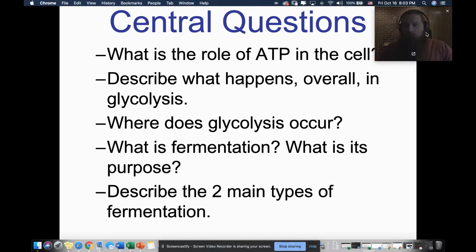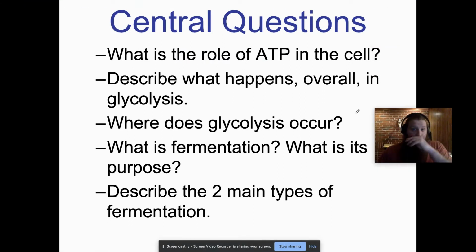So, some questions we want to make sure that we can answer. First, what is the job of ATP? What is ATP? What kind of molecule is it? How does it work? That's a very important thing we want to be able to explain. We want to have an overall understanding of glycolysis. I'm going to go into depth with some of the steps, but the big picture is, what does glycolysis start with, and what does it make? What's the overall picture there?